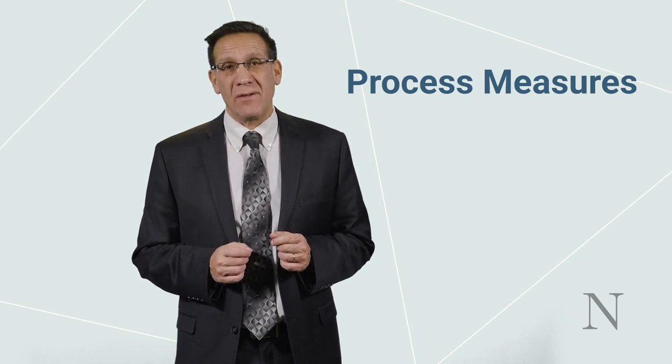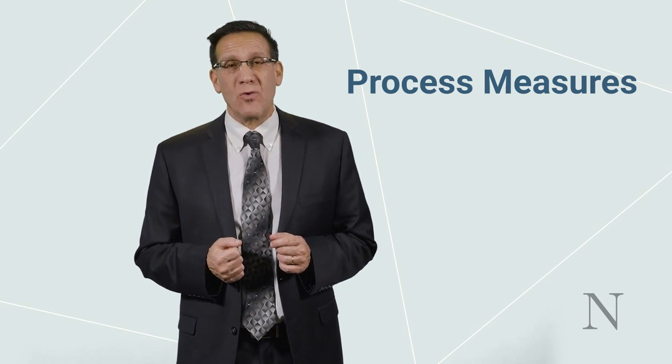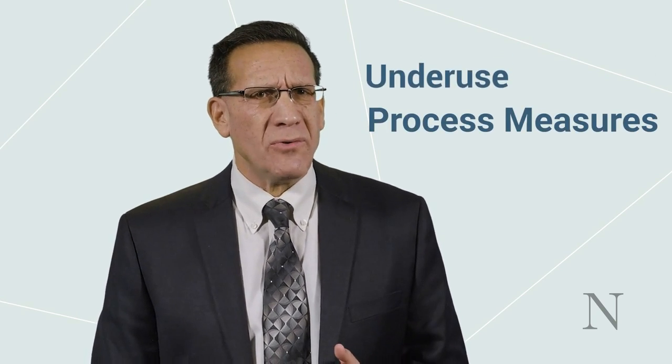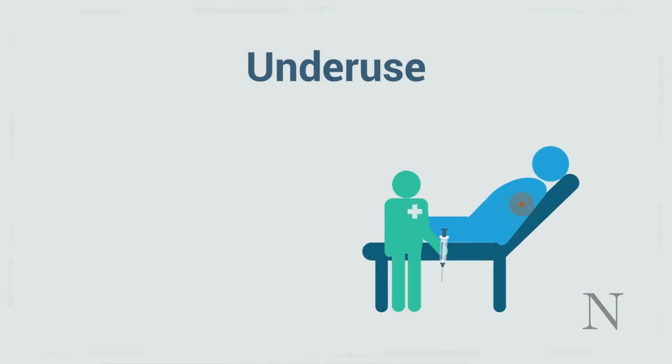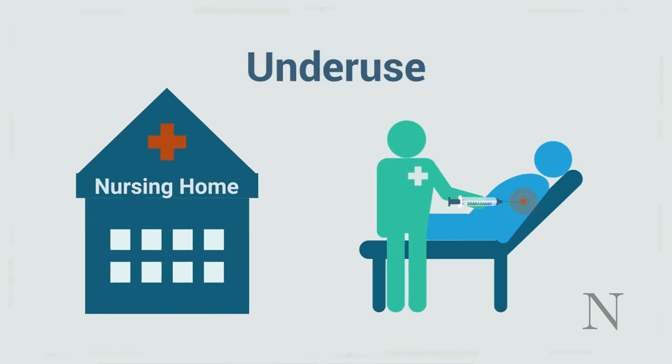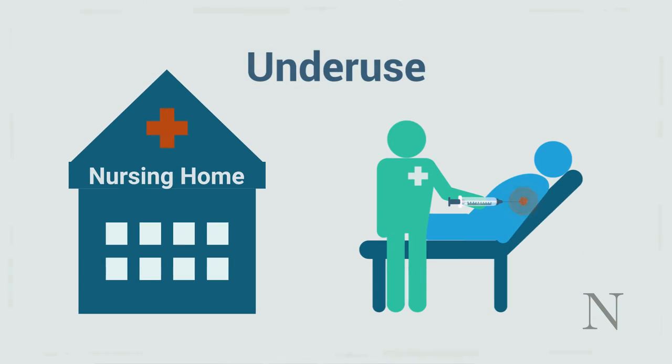Process measures refer to the clinical activities providers undertake for patients and whether those activities are consistent with scientific knowledge as presented in clinical guidelines or standards. Process measures can relate to the underuse or overuse of healthcare services. Many measures deal with underuse, that is, clinical activities that should be performed under certain clinical circumstances but may not be. An example for a nursing home is the percentage of nursing home patients who receive a pneumococcal vaccine, as nursing home patients are often at elevated risk for pneumonia.